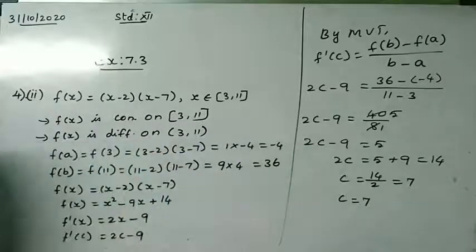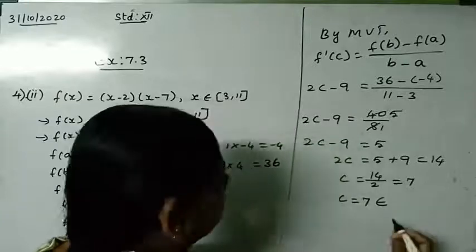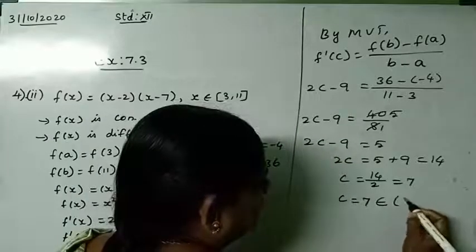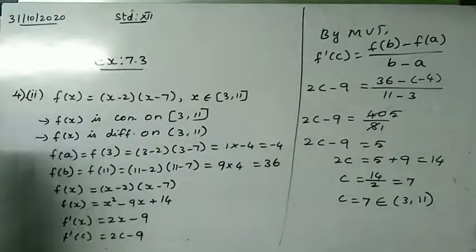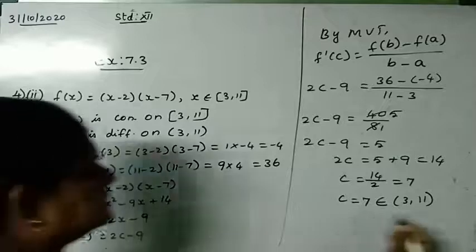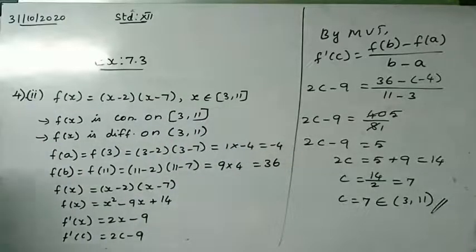We need to check whether 7 is in the interval (3, 11). Yes, definitely it lies between 3 and 11. So take the open interval (3, 11). So it belongs to (3, 11). Hence the answer is c equal to 7. Then question number 5.